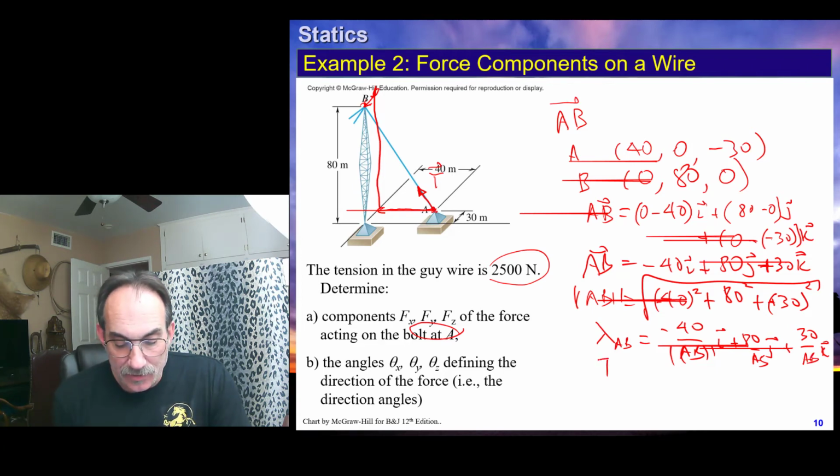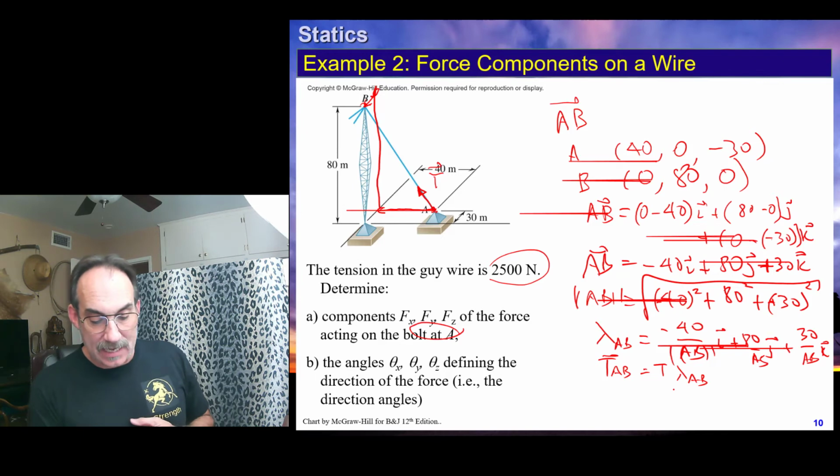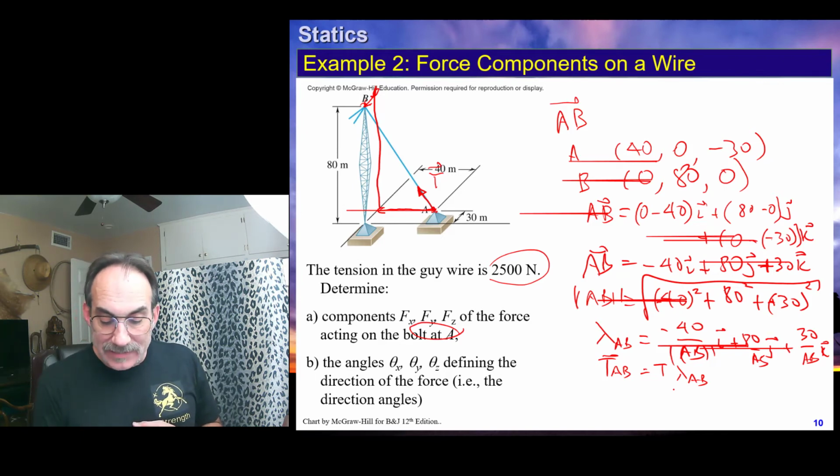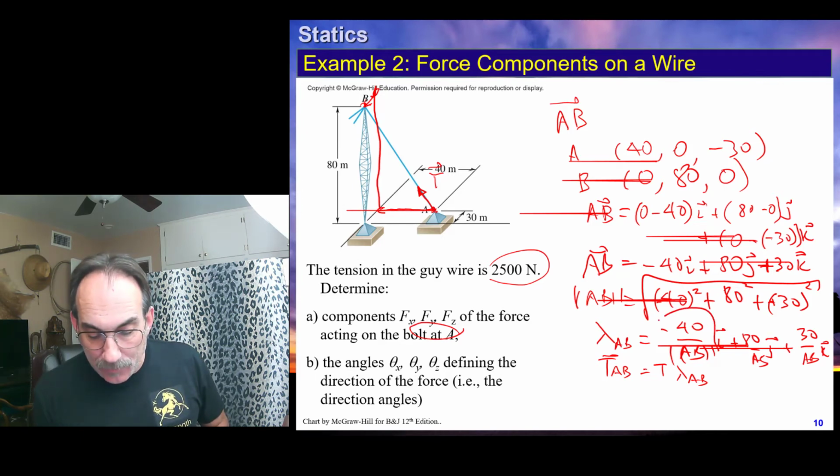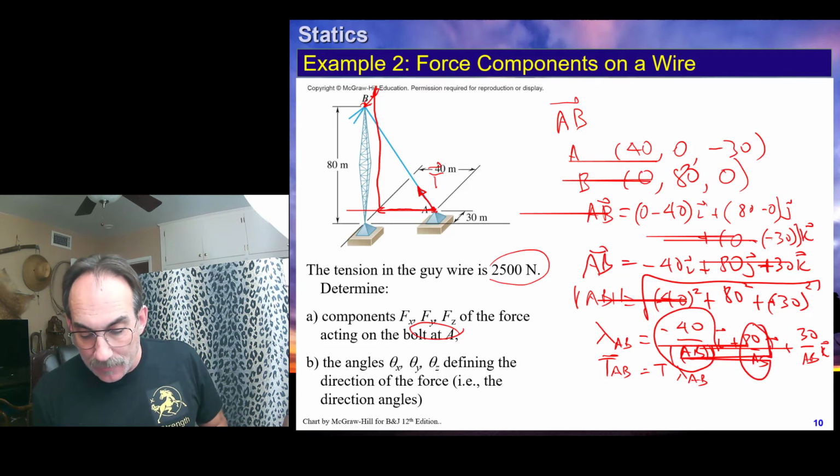And actually, the unit vector for the force, the tension force, is going to be the same thing. It's just going to be the magnitude of the tension times that lambda AB. You got that? So that's how we can get the components. This will be the component of the X. This will be the component of the Y. This will be the component of the Z.